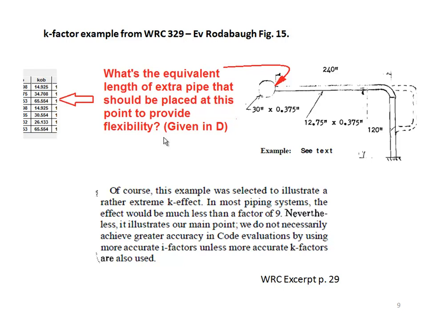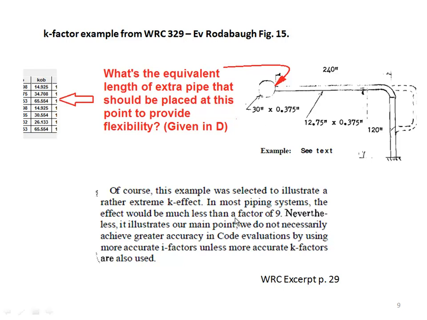Are they different from 1? You just look at the K factor value and then look at the piping system and decide if the extra equivalent pipe concentrated as a point spring at the intersection will have an effect on the analysis. In the example system above that was used in WRC 329, our KOB was 65. So we have 65 extra diameters of 12-inch branch pipe. That's 780 inches of length concentrated at the intersection that reduced the moment by 9 times.